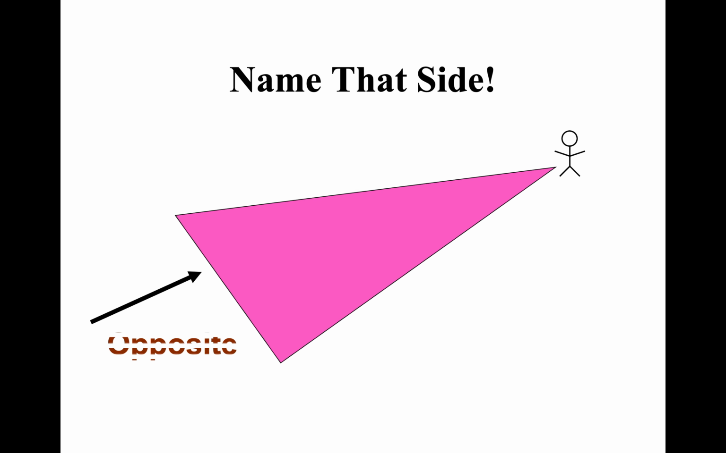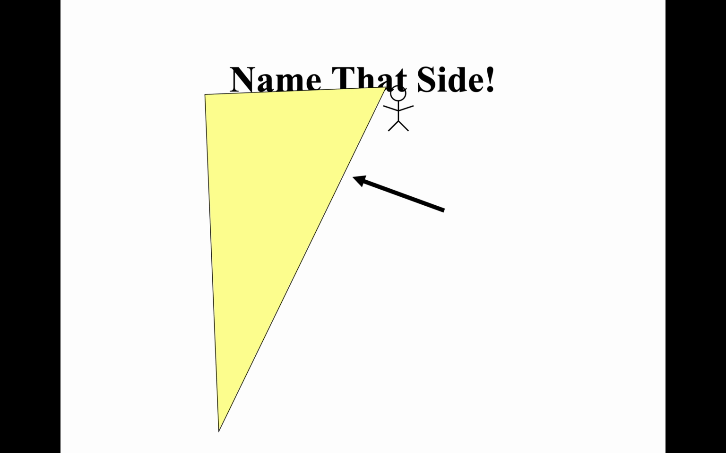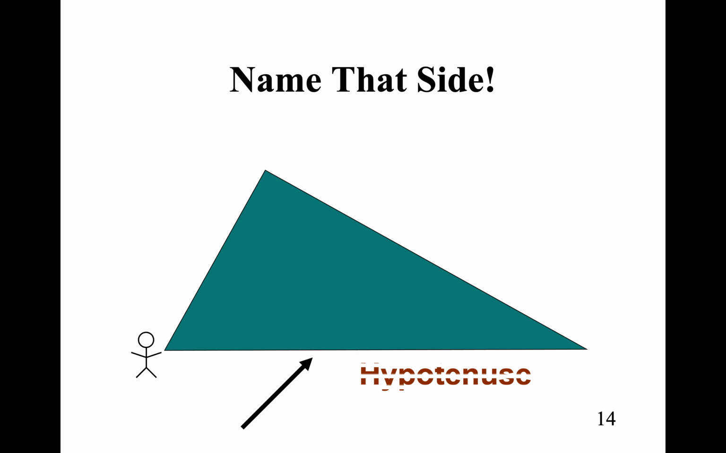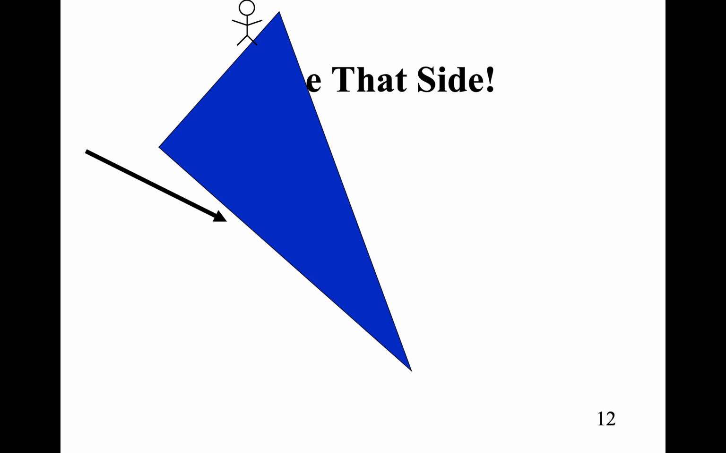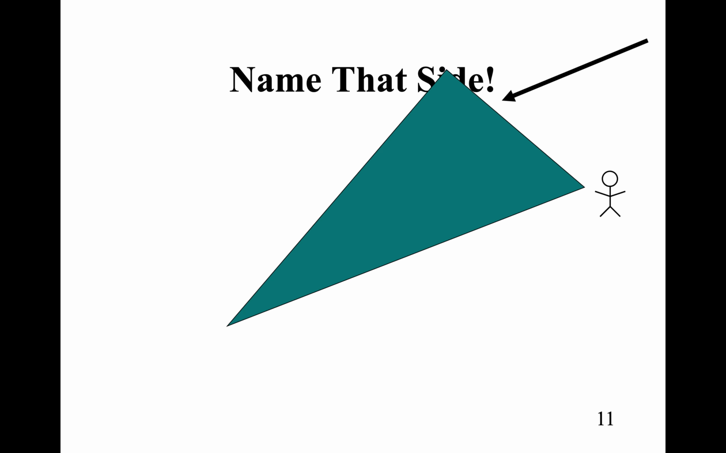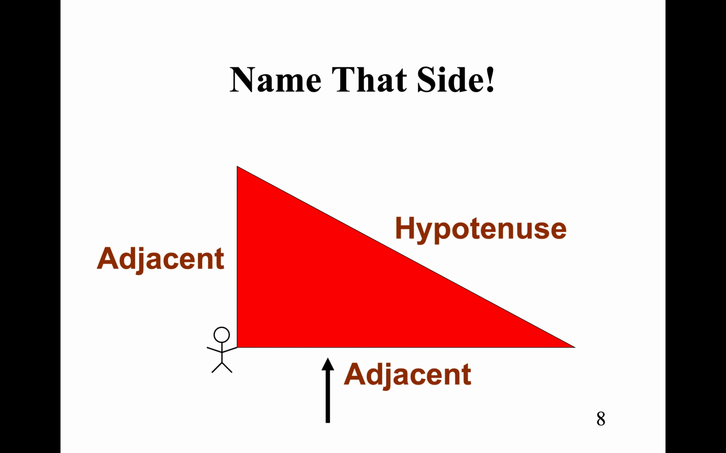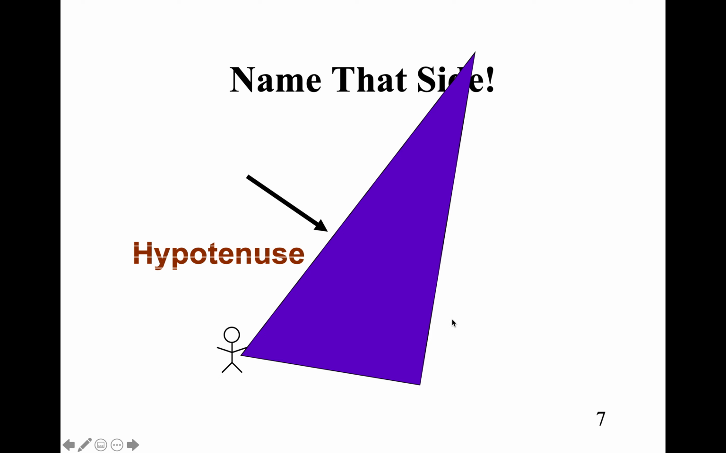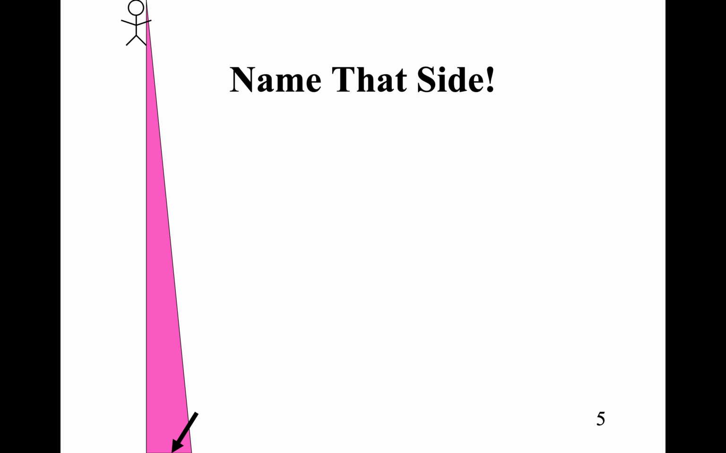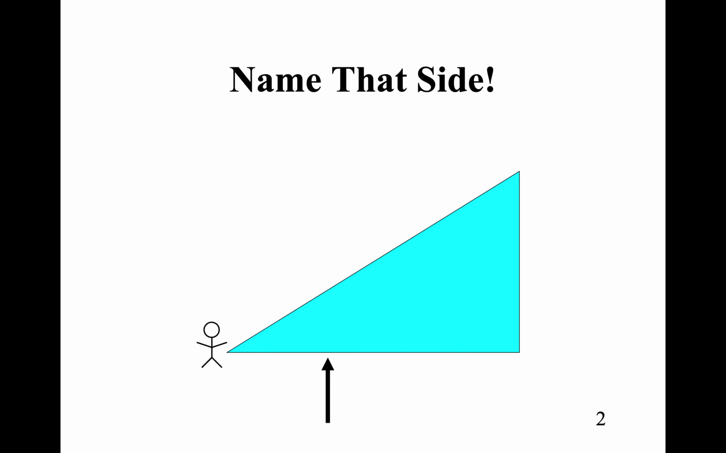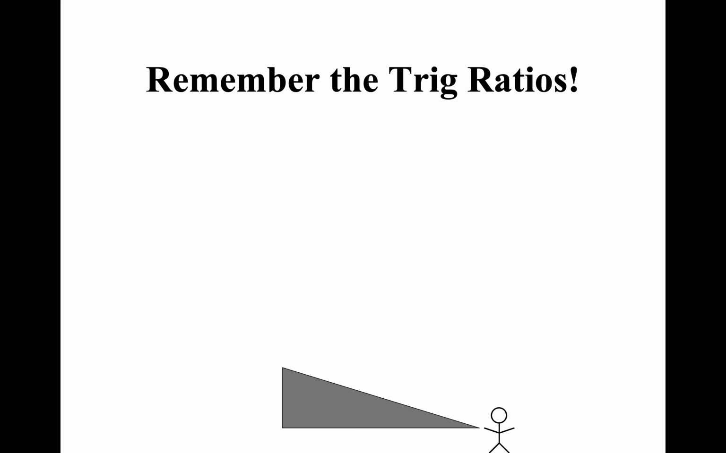Now from the right angle, both of those are adjacent. Hypotenuse, adjacent, opposite, hypotenuse, opposite, adjacent, opposite.